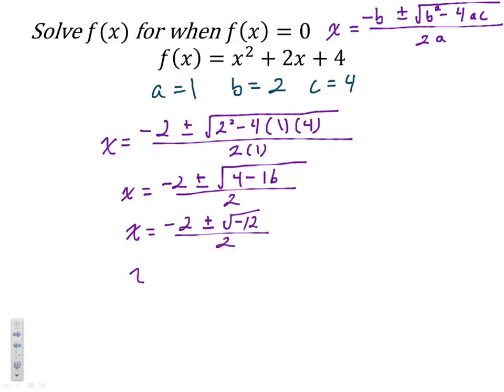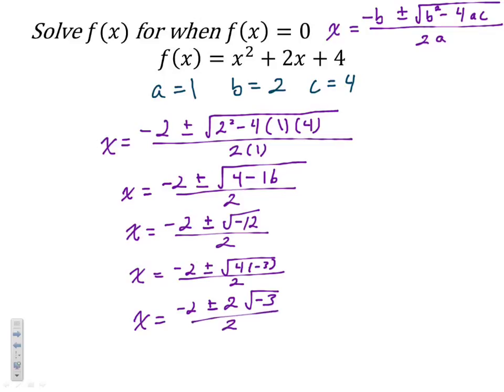Now, hopefully remember how to reduce radicals. I'm going to take an extra step this time for you so that you can see it. So this is 4 times negative 3, all over 2. So I can pull out that 4. So I get x equals negative 2 plus or minus 2 square root negative 3, all over 2. So that means I can take a 2 out of everything. So I have x equals negative 1 plus or minus square root negative 3.